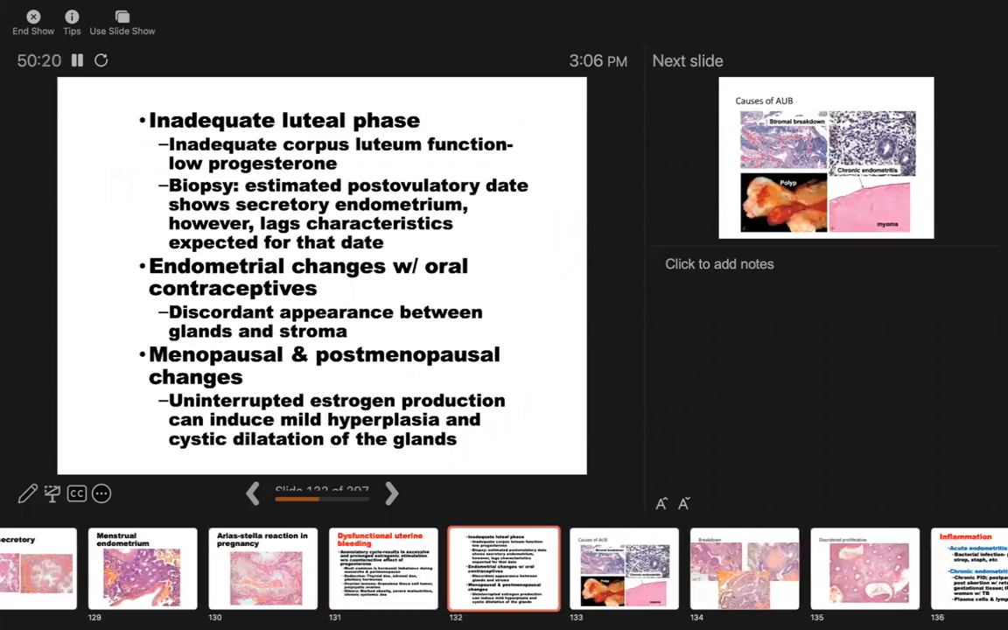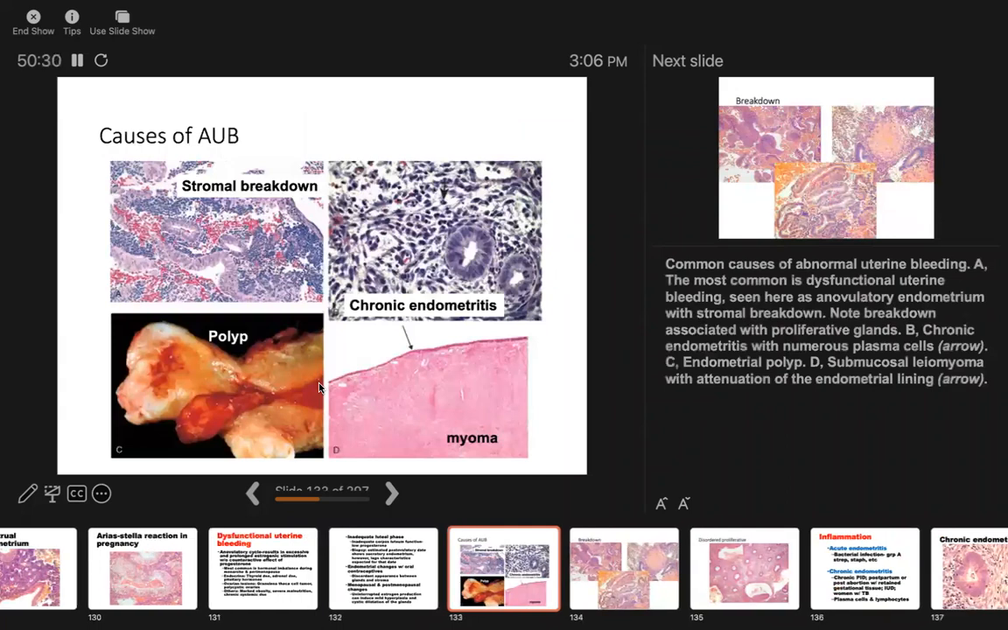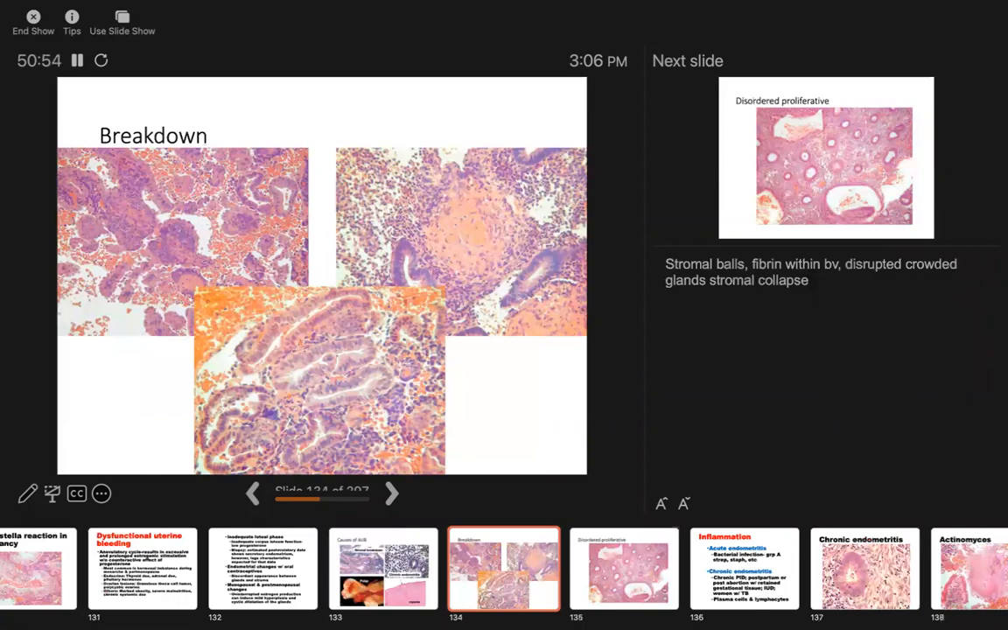Now, let us talk about AUB. In the image is what you call stromal breakdown. The most common cause of dysfunctional uterine bleeding is anovulatory endometrium with stromal breakdown. When you say stromal breakdown, the glands are often in the proliferative phase. It may also be that there is chronic endometritis. But I want to discuss more the stromal breakdown. It is one cause of anovulation. This is what you call stromal balls.